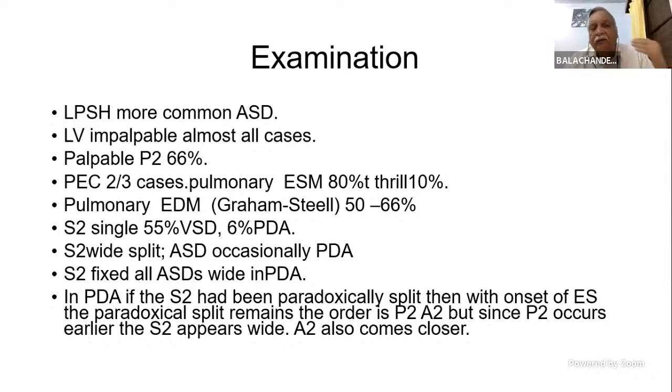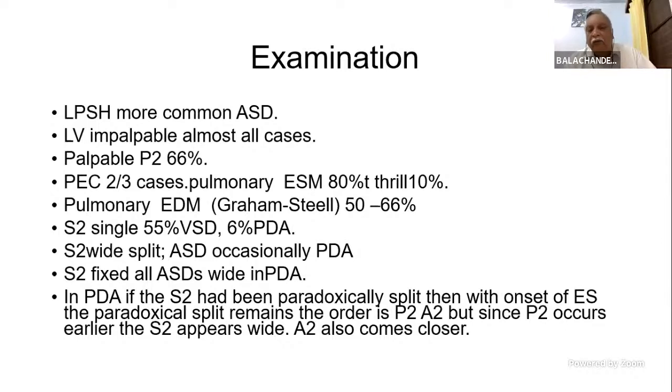Now, the thing is that the second heart sound will be single in PST. And sometimes, strangely, about 6% PDA also gives it, and it will be widely split in ASD. If in PDA the second heart sound has been paradoxically split earlier because of a large left to right shunt, then with the onset of Eisenmenger, the paradoxical split will remain in order, and the order is P2, A2. But since the P2 occurs earlier, it may occur a little wide. But A2 also may come closer because the shunt reduces in PDA. So it can vary. It can be single, it can be widely split, it can remain paradoxically split, or it can be normally split in PDA with Eisenmenger. So single is VSD, wide split is ASD, and normal behavior is PDA.